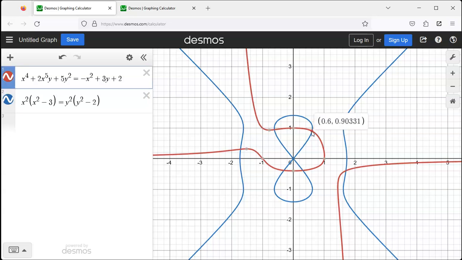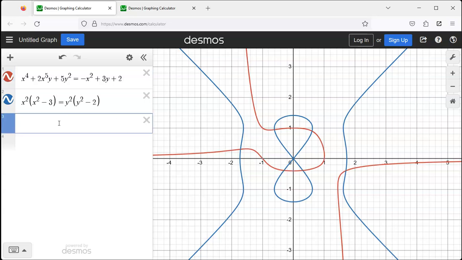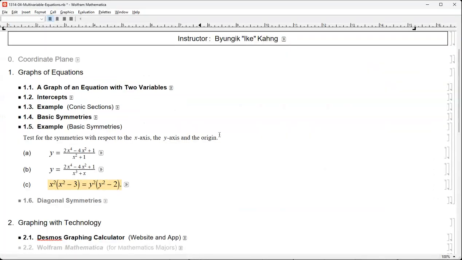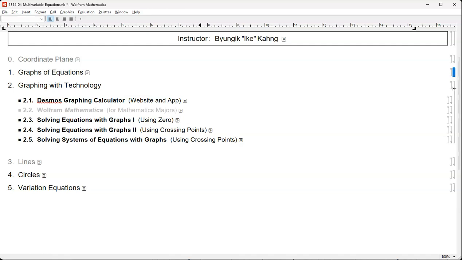And for some very strange reason, if you want a crossing point between these, then you can check these kind of points, the crossing points. You can do various things. Okay, let's remove this one. Anything further that we want to do here?